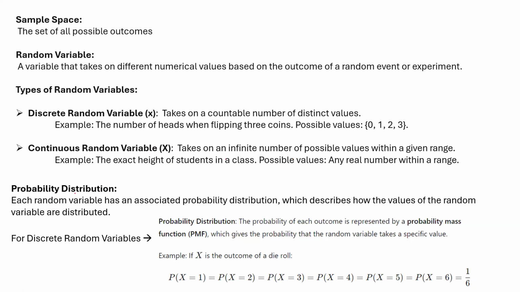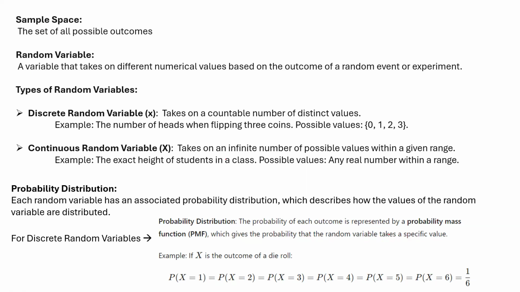Now, going back to probability distribution. Each random variable has an associated probability distribution, which describes how the values of the random variable are distributed. We will come back to this line. For discrete random variables, the probability distribution is represented by the probability mass function, which gives the probability that the random variable takes a specific value.